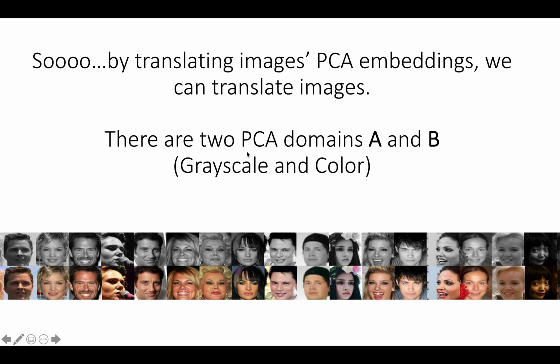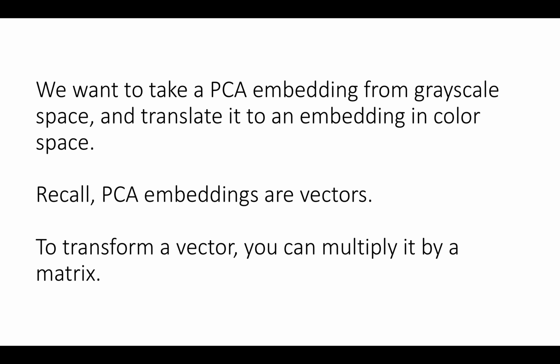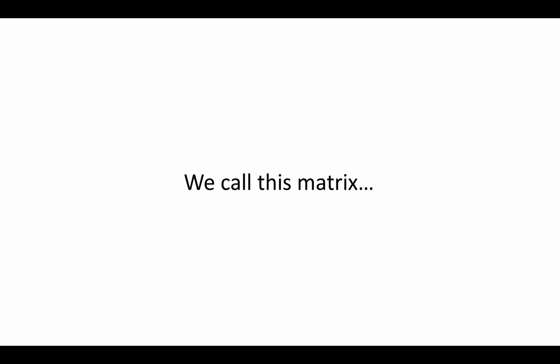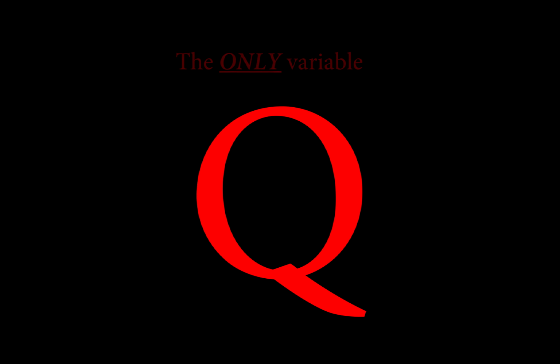So let's say we have two image domains, A and B. In this case, A is grayscale and B is color. If we take the PCA embeddings from a grayscale image and translate it to an embedding in the color image PCA space, then we can translate images. Now remember, PCA embeddings are all vectors. And to transform a vector, you can multiply it by a matrix. And for our linear image translation algorithm, we call this matrix Q. And Q is the only variable that we try to solve for. It's the only thing that our algorithm learns.